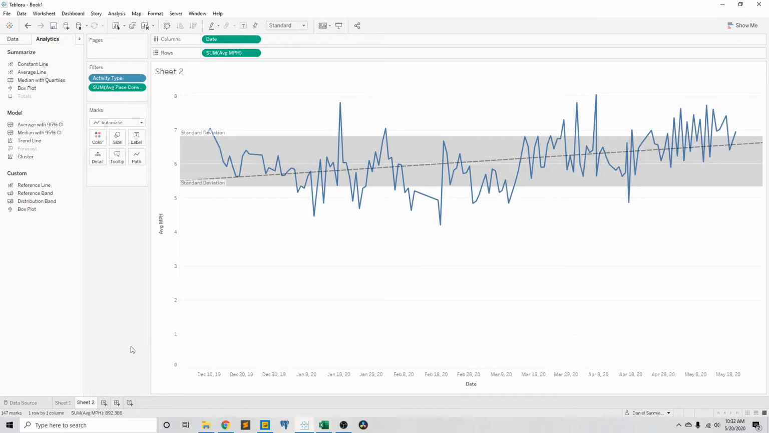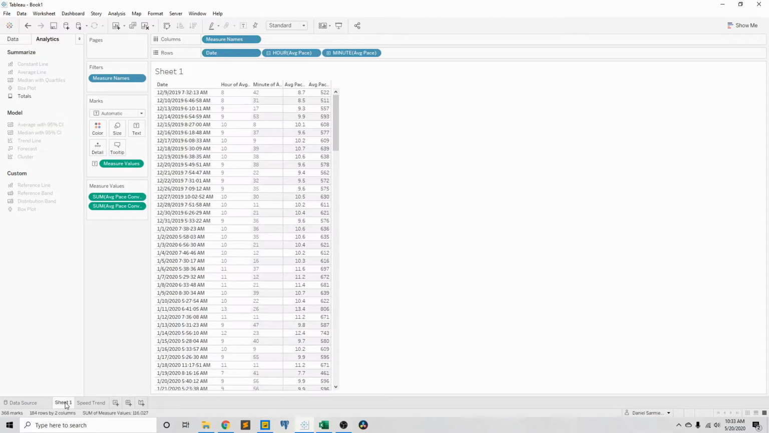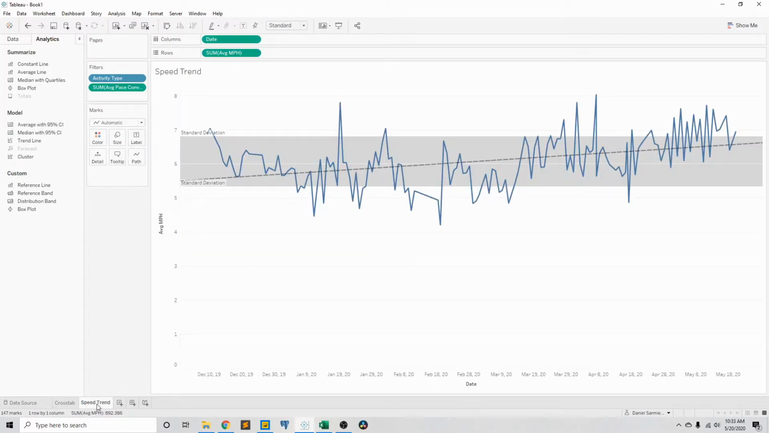Let's call this a speed trend. A lot of people are really desperate to go faster right away, and they get injured, but I've taken my time to get faster in terms of average speed over time. And this means that my volume of training is much better. And actually, this is a crosstab. We have our speed trend.